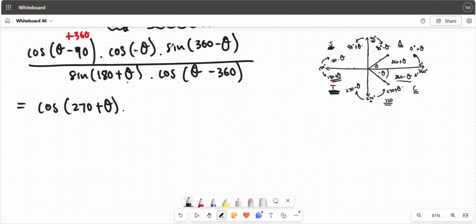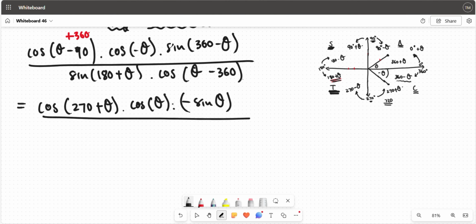The second one, a negative angle for the cos will just give me a positive cos ratio. And then this guy, 360 minus, puts me in the last quadrant, and sine is negative in that quadrant. So we have a negative like that. Make sure you use brackets so that it's not a minus, it's instead a negative sign. Then this 180 plus theta just puts me in the third quadrant, and sine is negative in that quadrant.